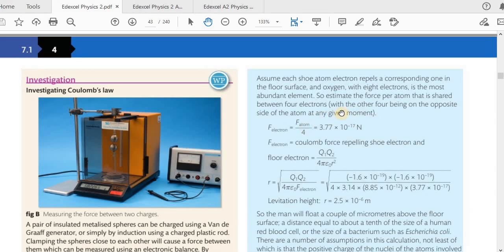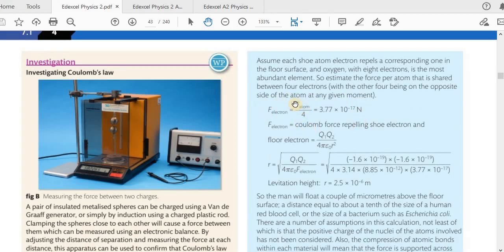I think it's clear. Otherwise I can draw a diagram and show you, but I think you understand this. So estimate the force per atom that is shared between 4 electrons, with the other 4 being on the opposite side of the atom at any given moment. Now we already found the force per atom. Now we divide that by 4 to give the force on an electron. So we have this much.